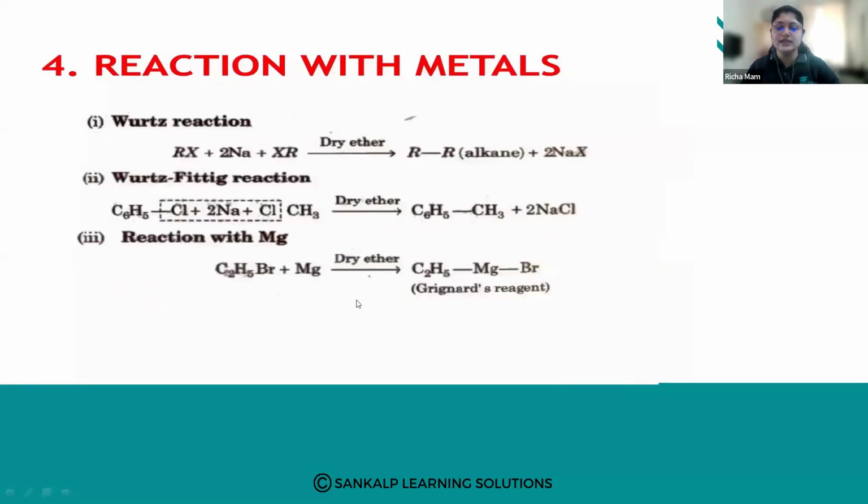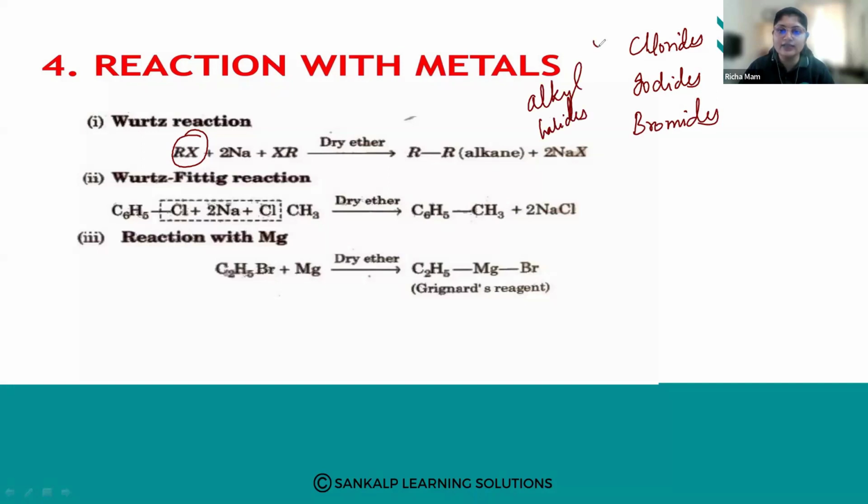Okay. So next is the reaction with metals. There are different alkyl halides, like your chlorides, iodides, and bromides. These different alkyl halides will react with active metals. Which are the active metals? Active metals like sodium, magnesium, lithium, cadmium.